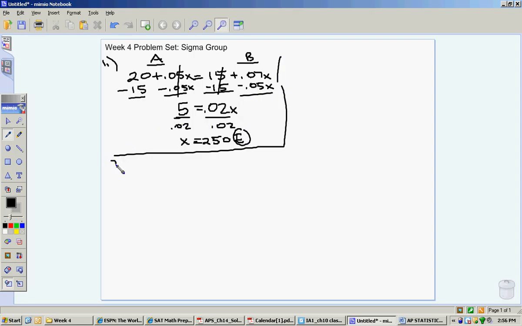Problem number 2. We could work backwards here by plugging in answer choices into the second equation. Probably just as easy to go through forwards with the algebra. On the first equation, we have -2 parentheses x plus 9 equals -20. Could distribute. Why bother? Divide both sides by -2. That gives you x plus 9 equals 10. Subtract 9, you get x equals 1.